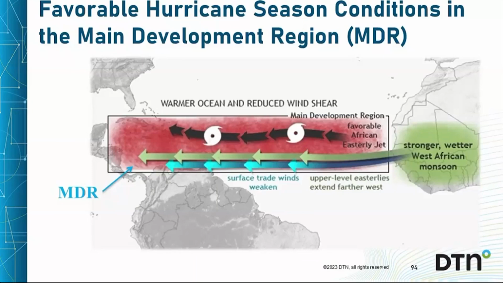If you have a stronger, wetter West African monsoon system, it can spit out disturbances and waves that can move across a favorable environment of the main development area. That's between the coast of Western Africa and the Caribbean Sea. So if you have warm waters and low wind shear where these waves and disturbances move across, then that's favorable for increased tropical development.